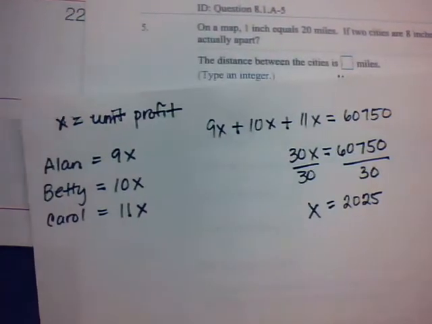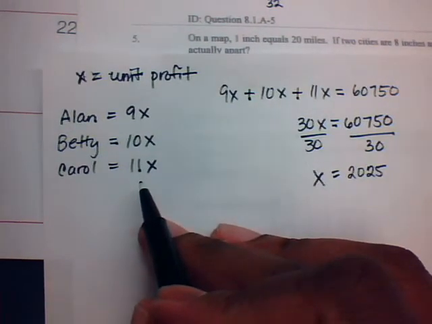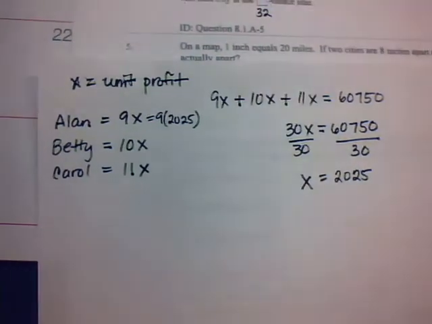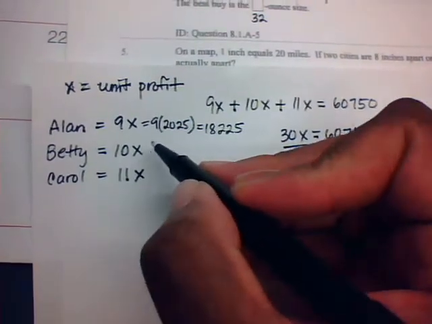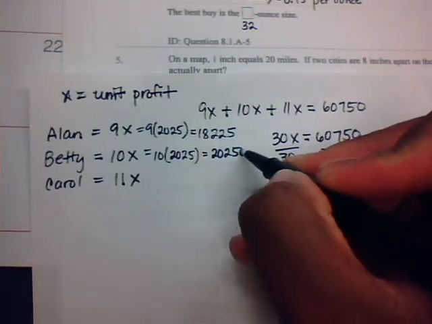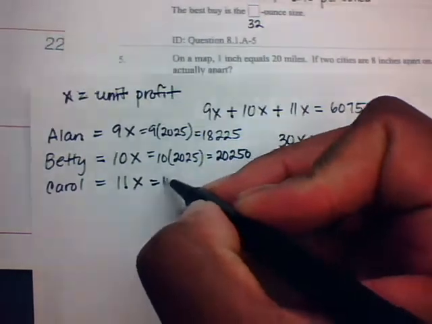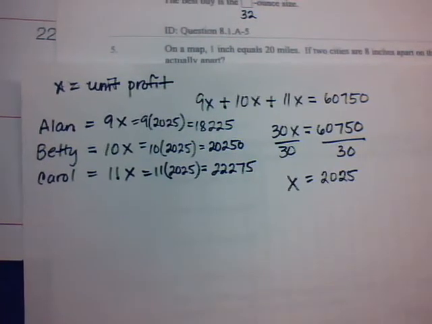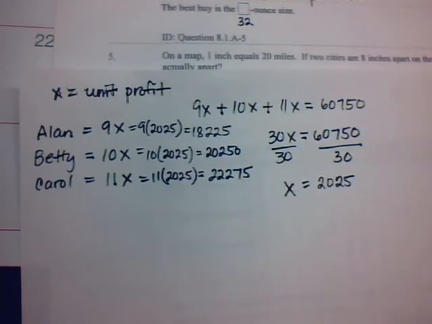That means we're going to be multiplying 2,025 times 9, and then 2,025 times 10, and 2,025 times 11. So Alan will receive 9 times 2,025, which would give us 18,225. That's how much Alan will receive. Betty will receive 10 times 2,025, which will be 20,250. And Carol will receive 11 times 2,025, or 22,275. Now, if you add those numbers up together, it should equal 60,750.